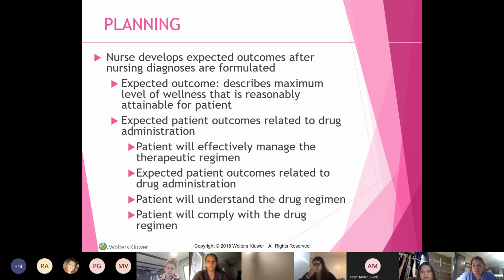Everybody's pain goal is not going to be a 0 because everybody has different needs. And a patient with chronic pain, the best they might ever get is a 3 out of 10, right? So we want our planning to be reasonable. We want our patients to effectively manage their regimen. We want them to understand their regimen, and we ultimately want them to comply with their regimen.